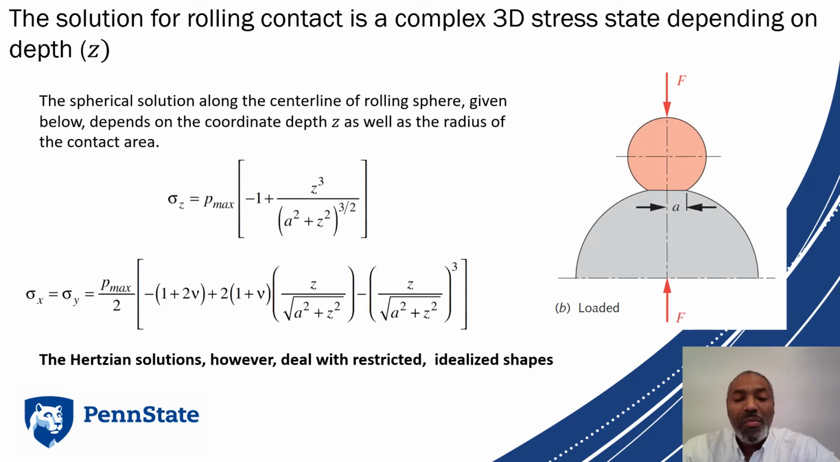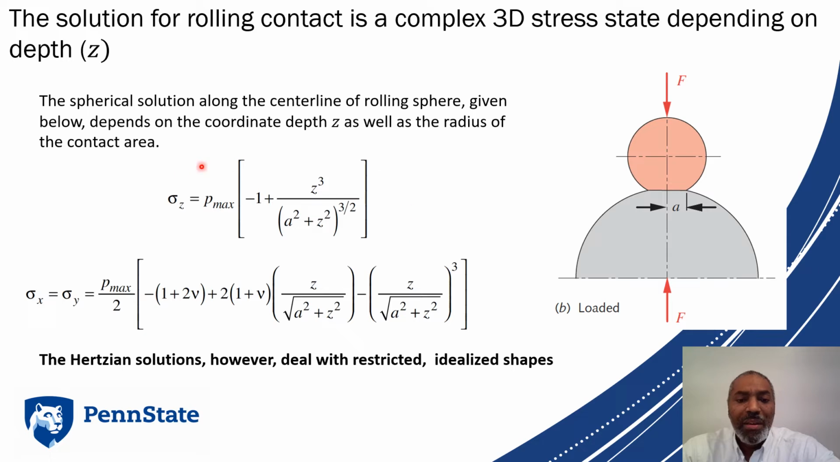So once all the governing equations are solved, the result for rolling contact is a complex 3D stress state that depends on the depth z, so that is the distance below our contacting surface, as well as Poisson's ratio, nu. And we'll talk about that in just a second. Now, remember, this is the spherical solution along the center line of a rolling sphere. So imagine this ball is rolling along, and the contacting surface beneath it is in contact with it only at the point at which it's rolling.